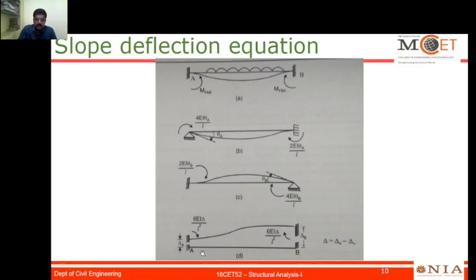So if you see here, we are having a straight beam and both the ends are sinking, that is A is moving by delta A and B is sinking by delta B. Delta B is in upward direction, so it is positive. This value can be calculated by using the condition 6E delta by L square. Here delta equals delta B minus delta A. It is moving upwards, so the deflection is positive.